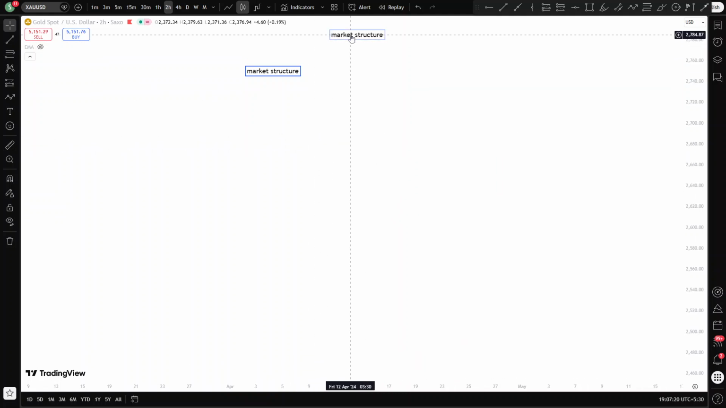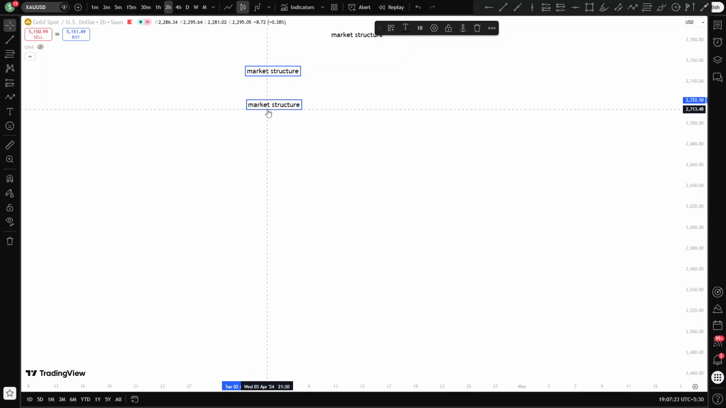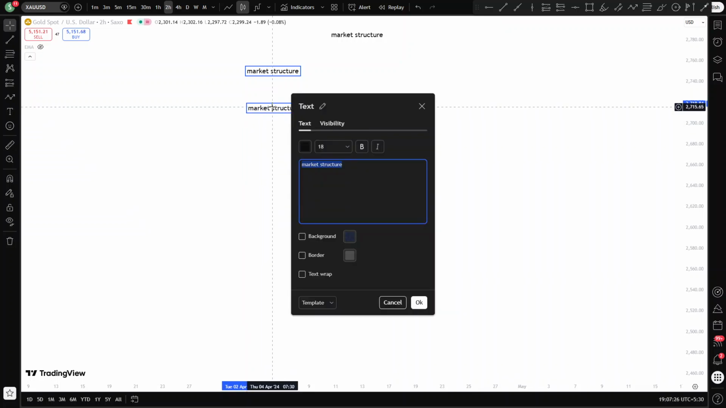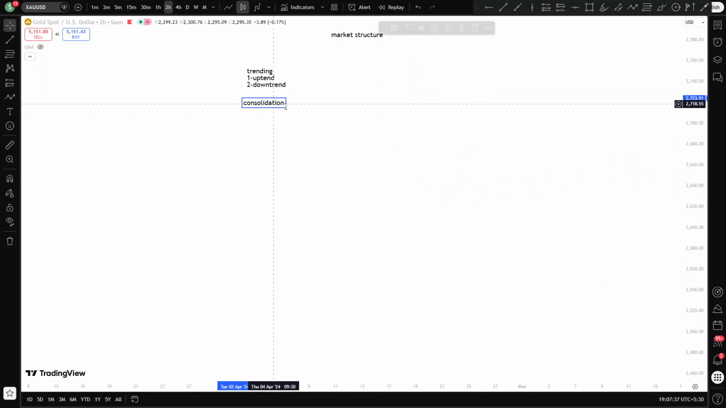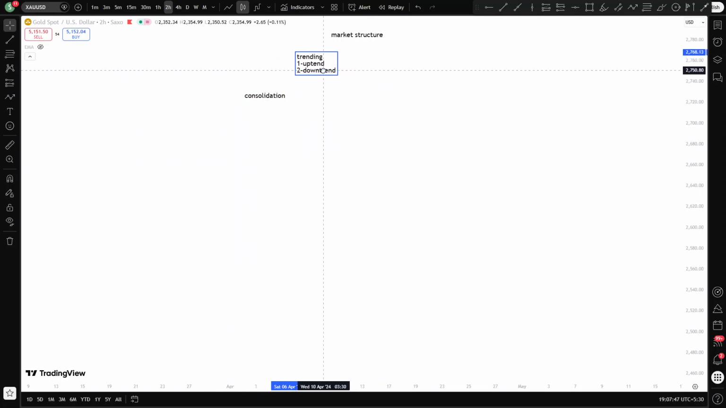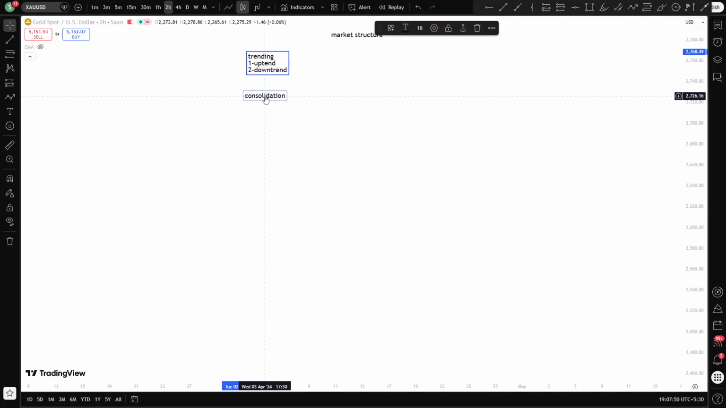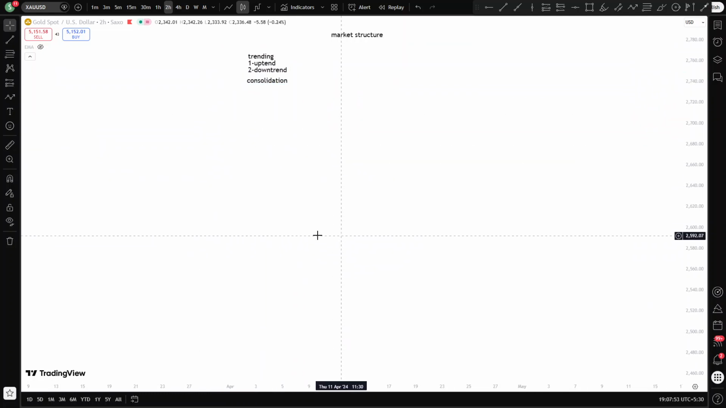And the other part which you are going to find is that at times you find the market in consolidation. Okay, so each and every time you open your charts, you either find your market trending, which can be in an uptrend or downtrend, or you are going to find the market in consolidation. We are first of all going to talk about the trending market, then we are going to talk about the consolidation market.